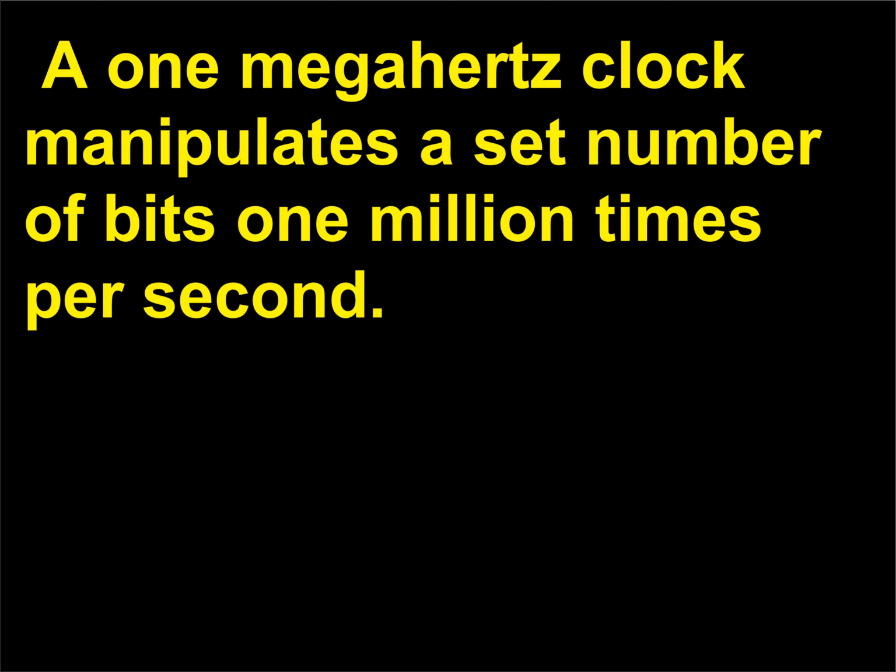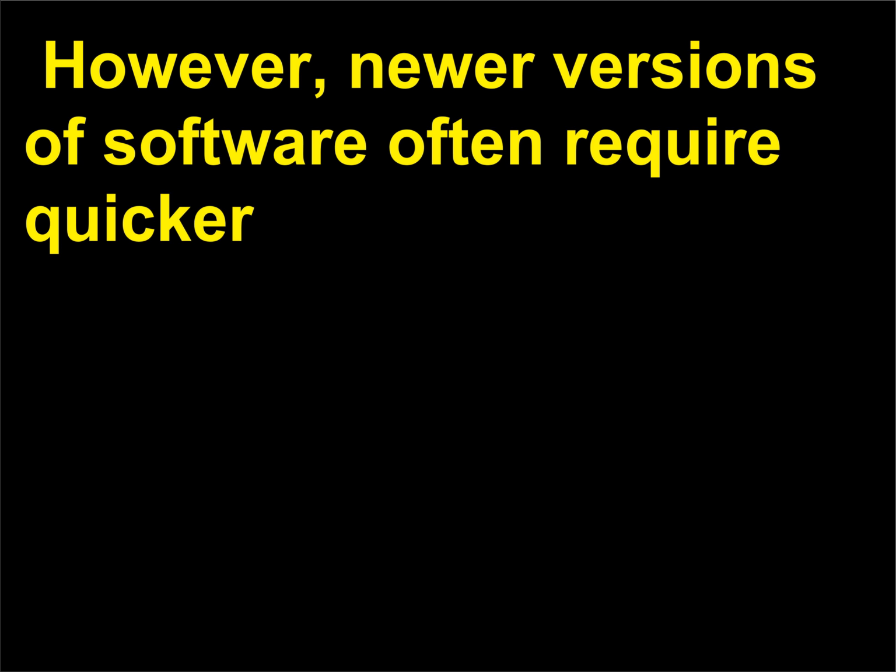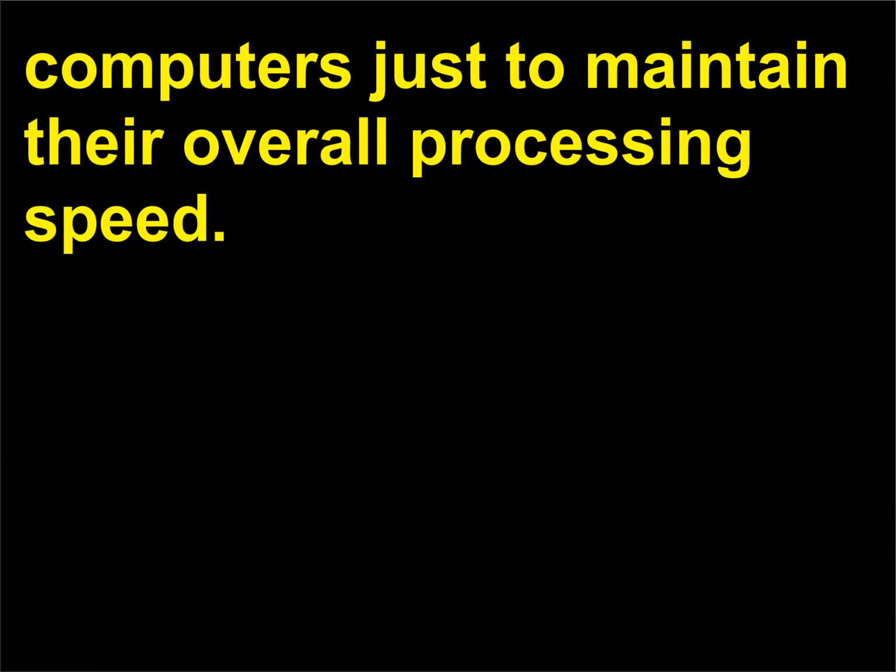A 1 MHz clock manipulates a set number of bits 1 million times per second. In general, the higher the clock speed, the quicker data is processed. However, newer versions of software often require quicker computers just to maintain their overall processing speed.